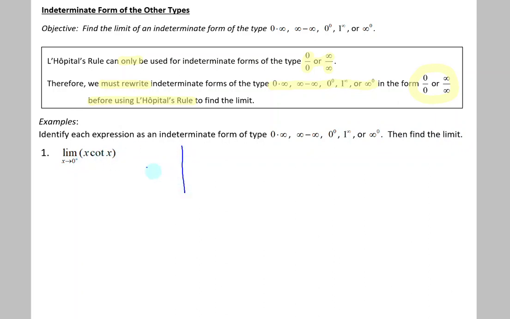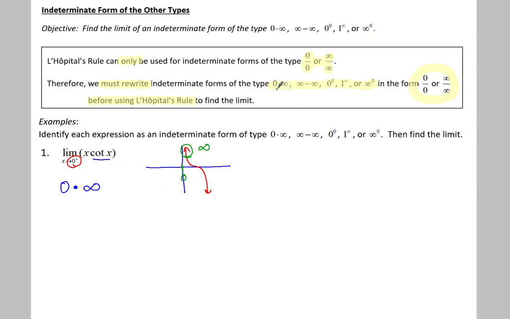Cotangent x, if you recall, is a graph that looks like this. Why is that helpful to remember? Well, if x is approaching 0 from the right, and this is the y-axis, so this is where 0 is, we notice that from the right, the graph is increasing without bound. So using direct substitution, the limit of x is 0, and the limit of cotangent x is infinity. So I have 0 times infinity.